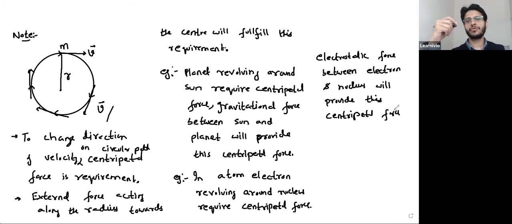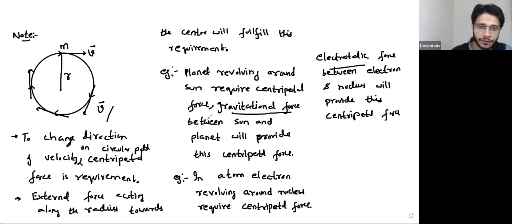So there is always a requirement which is in terms of centripetal force. Then there is a supply. Supply here is gravitational force, which is providing centripetal force. Supply here is electrostatic force, which is providing centripetal force. In a few cases, friction can provide centripetal force. So is it clear that centripetal force is just a requirement?